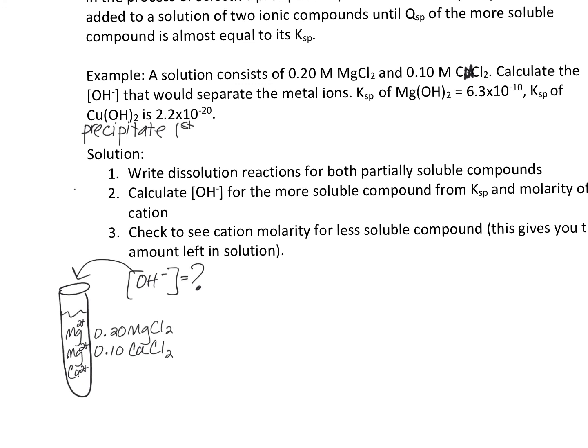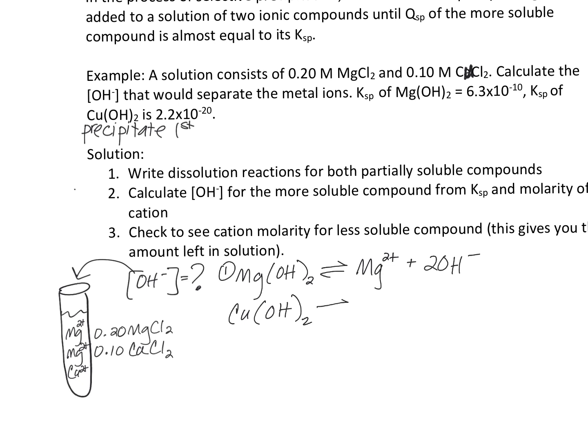Okay, so let's do that for number 1. So magnesium hydroxide. I'm not going to write the states of matter right here just for convenience's sake. So it would look like that. And then copper hydroxide, copper 2 hydroxide would look like that.